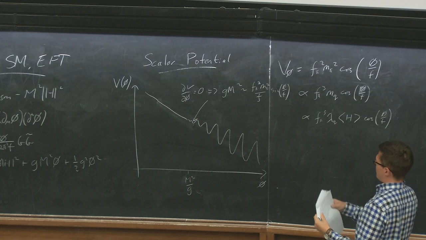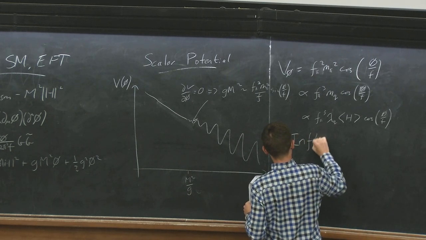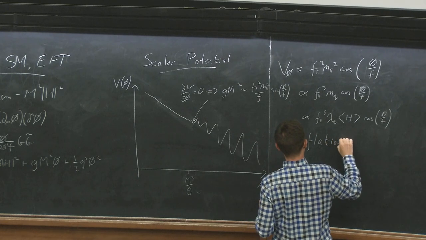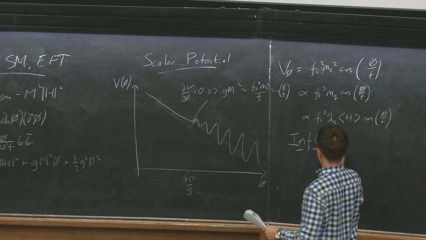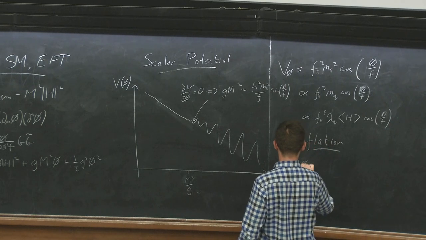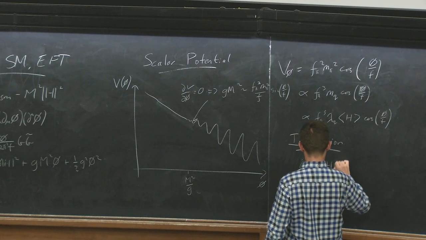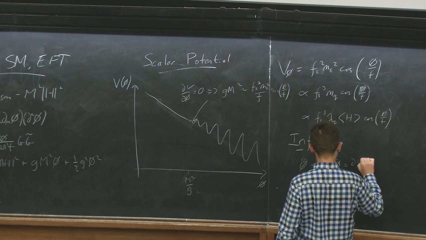But if you do this during inflation, so you have some background inflation occurring, then this actually damps the motion of phi. The equation of motion for phi will be something like phi double dot plus 3H phi dot is equal to dV by d phi.